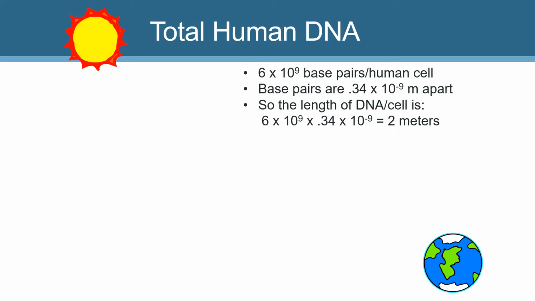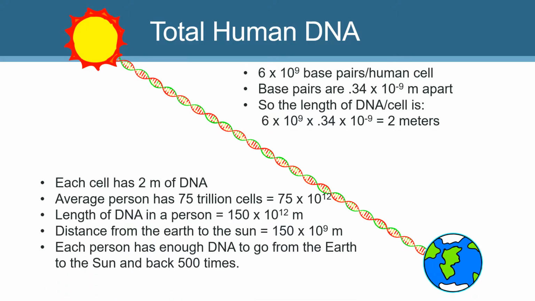There are 6 billion base pairs in every cell in a human body. Base pairs are about 0.34 nanometers apart, so the length of DNA in every cell is about 2 meters. If there are 2 meters of DNA in every cell, and an average person has about 75 trillion cells, then the total length of DNA in a person is about 150 trillion meters.